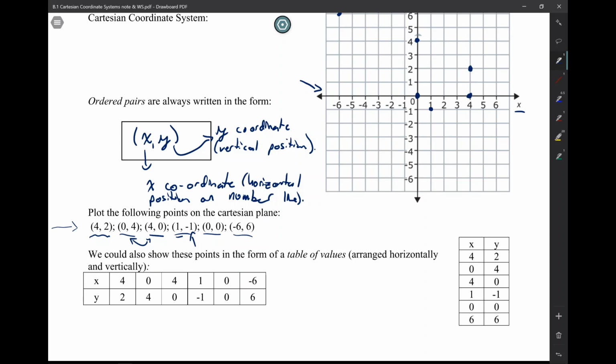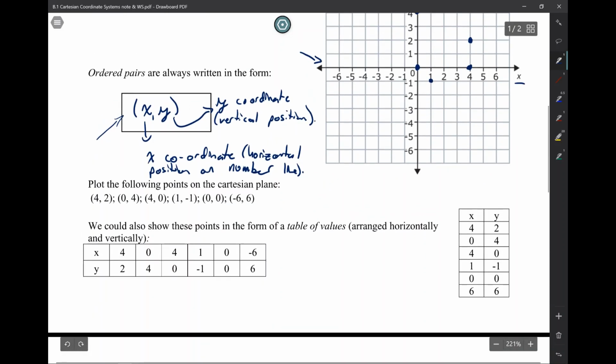Now, note that all of these points were labeled in the form of an ordered pair. They're written with x first and then y. We could also show our points, because we have many points. It looks like we have 6. We could show them in a table of values, which I'm sure you've seen before, where we show all of our x coordinates and y coordinates in different rows. So here my first point, if I were to write it out in an ordered pair, would be (4, 2). My second point would be (0, 4), and so on. That's how we use our table of values.